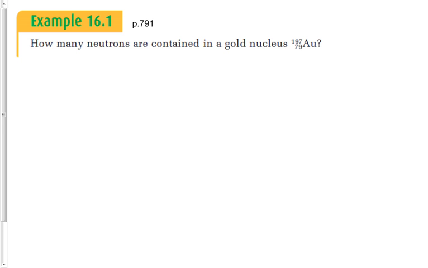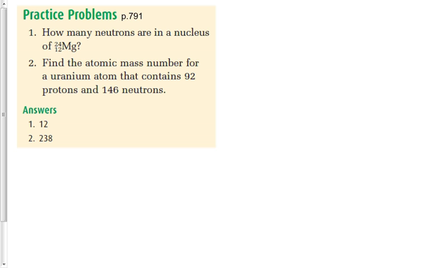How many neutrons are contained in gold 197? How many protons, first of all? 79 protons. How many neutrons? 182 neutrons? Where'd that come from? 197 minus 79, right? Is that easy? Okay, so I wasn't lying when I said it was the second easiest question in the history of physics. Pretty easy, right? I'm going to give you about 30 seconds to answer these questions.